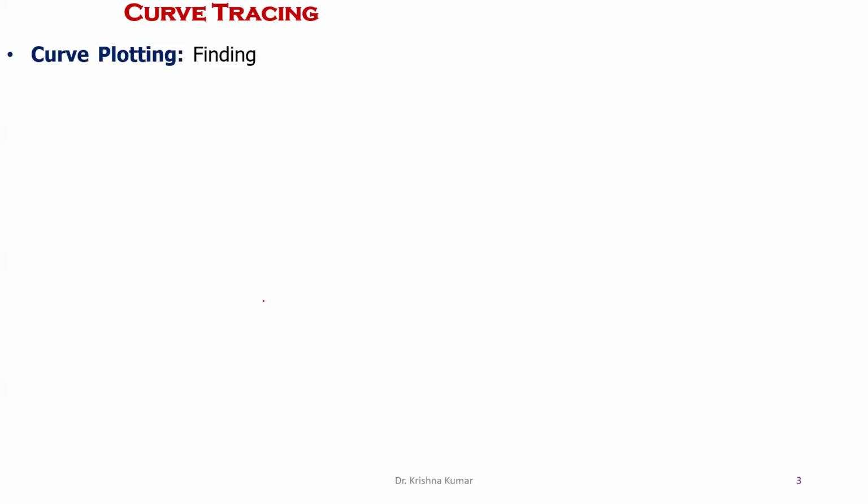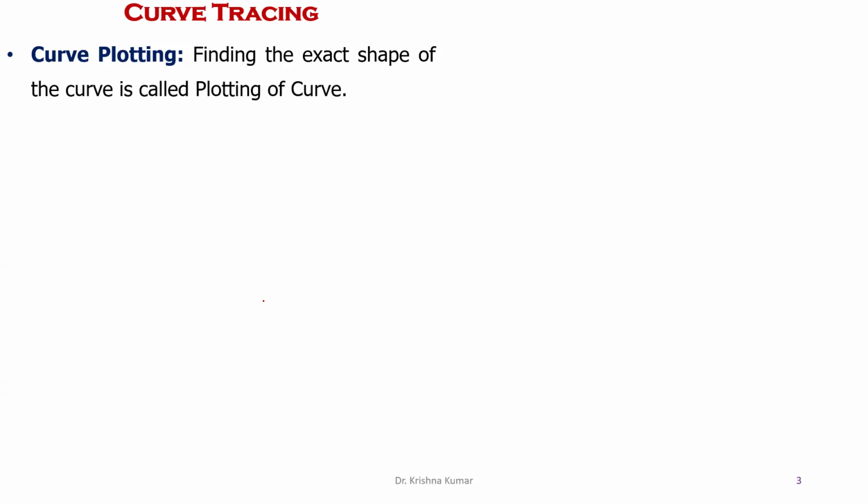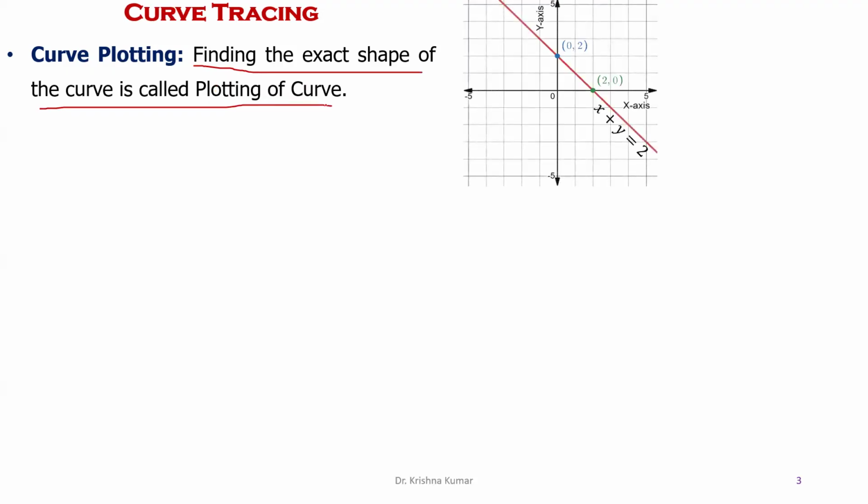Let us take some basic things in curve tracing. The first thing, what is the meaning of curve plotting? The curve plotting and curve tracing both are two different terminologies. Curve plotting means finding the exact shape of the curve is called plotting of curves. Let us take one example. Now let us try to plot the straight line x plus y is equal to 2.